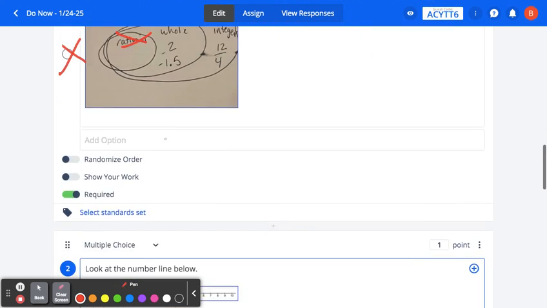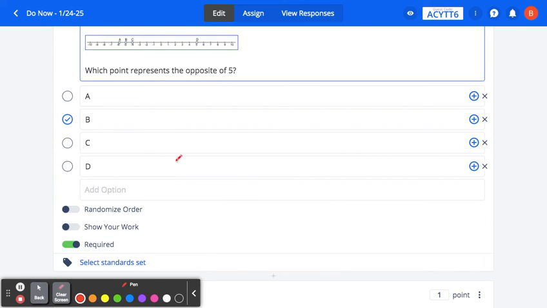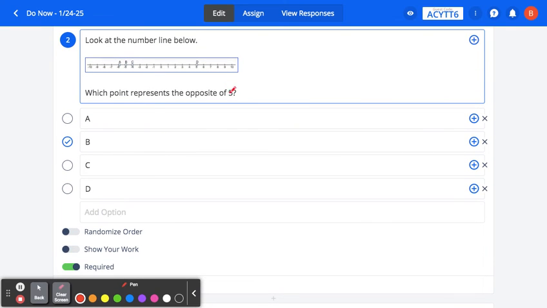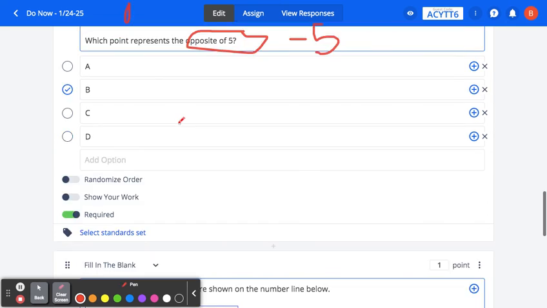Then we'll go down to the next one. This one, I know you guys got. The answer is B. Remember, the opposite of 5, that's a +5, is -5. So you're going to find the point that represents -5, and that is answer choice B.